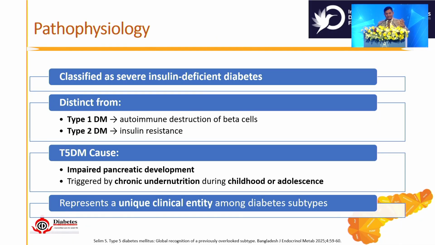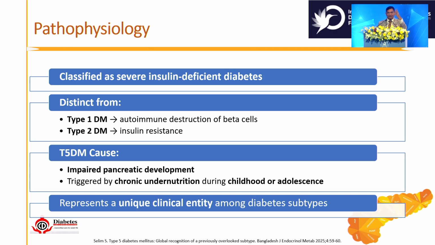So it is being classified as severe insulin deficient diabetes. We know type 1, type 2, everyone knows about it. Type 5 is impaired pancreatic development, possibly because of chronic undernutrition from childhood to adolescence. And there is another hypothesis, undernutrition in pregnancy. What Professor Shashaya Padmashri, our mentor, taught us is that possibly intrauterine nutrition is the culprit.